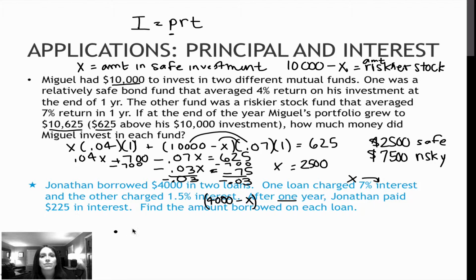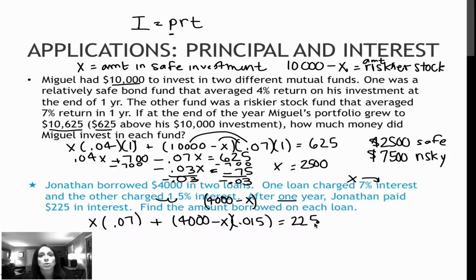Jonathan paid $225. We're going to set it up the same way. The amount that he paid on the 7% is the principal X times his rate, 0.07, times time, which is 1, so I'm not even going to put times 1. Then I'm going to add to that the principal of 4,000 minus X times the rate of 1.5%. Remember, we're always moving the decimal twice, so 0.015, times 1, which I won't write, equals 225. That's his total interest.